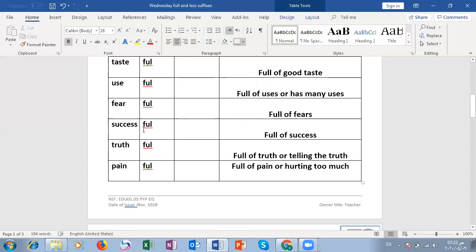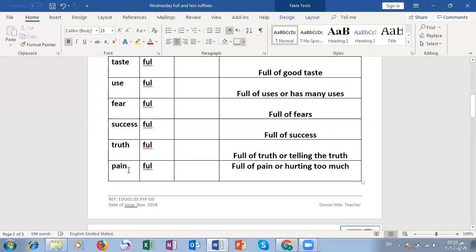Successful. When you succeed doing many things, you are successful. You have a lot of achievements. You always do your work well. So you are a successful student. Okay, so you are a successful person. Okay, truth. When you say the truth, you don't lie. You always say true things. So truthful means full of truth or always telling the truth.